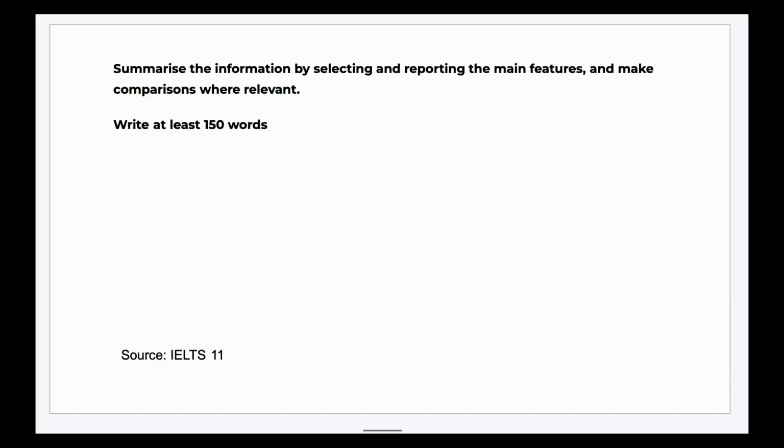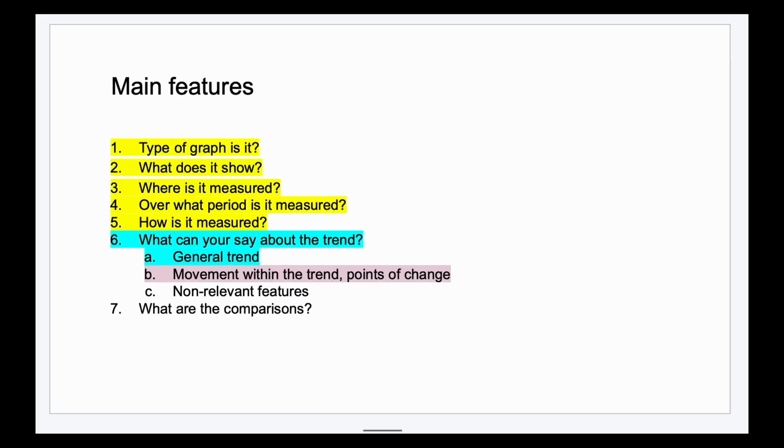And ironically enough, when you read the task 1 prompt, they basically already tell you what to do, right? Summarize information by selecting and reporting the main features. This is definitely a very important word for us, the main features. And don't forget, make comparisons where relevant, and you have to write at least 150 words. So basically, we're going to write about the main features and make comparisons where relevant, at least 150 words in your response. Okay, that covers the part about the requirements of the task. And then, of course, we have to know what the main features are.